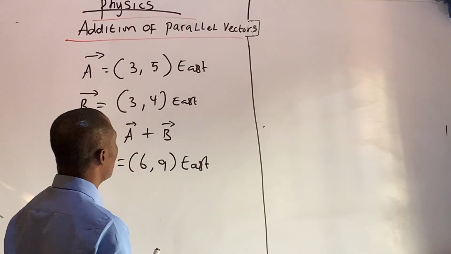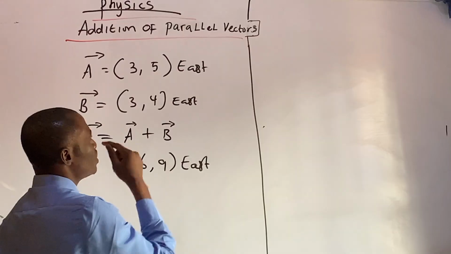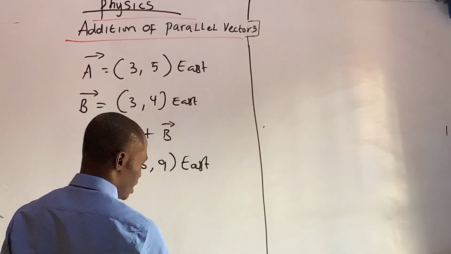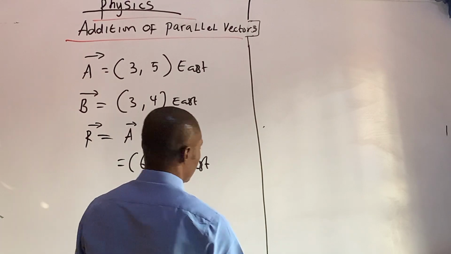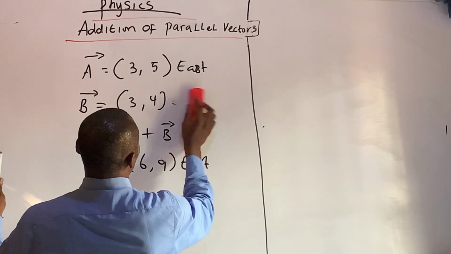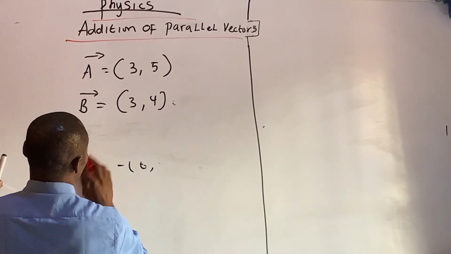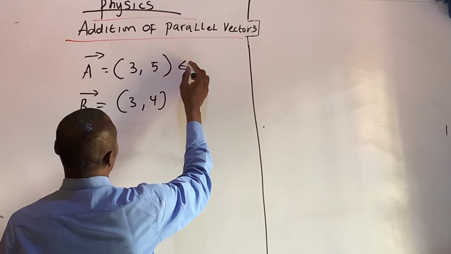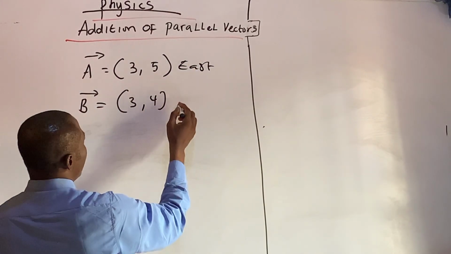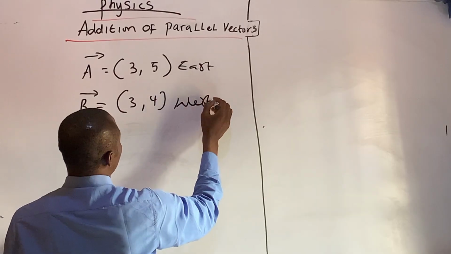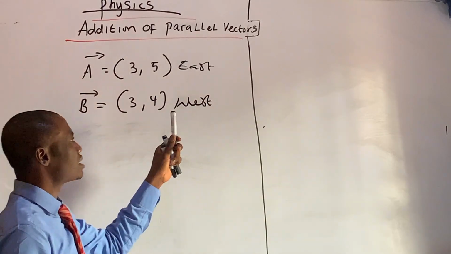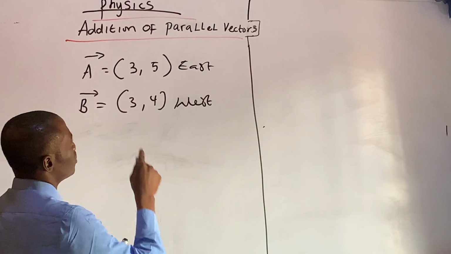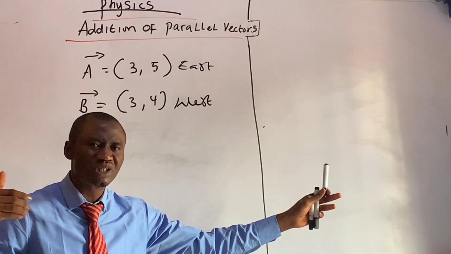What if vector A is traveling to the east and vector B is traveling to the west? So let's change this. Okay, now we have this traveling to the east and the other one traveling to the west. So what I'm going to do is to subtract them because they are moving in opposite directions.